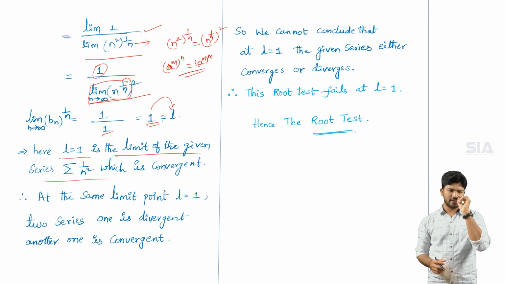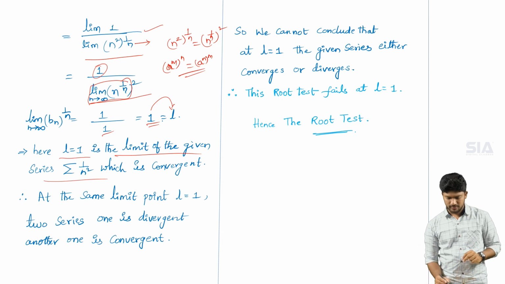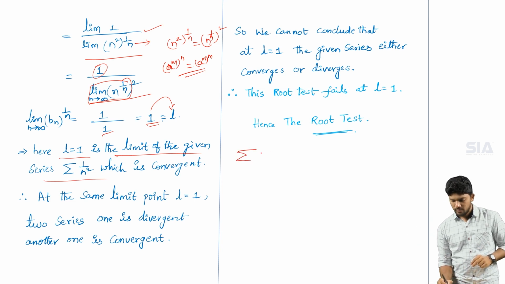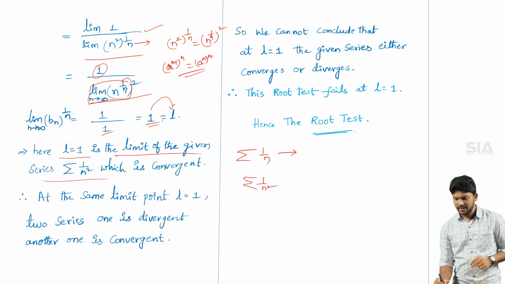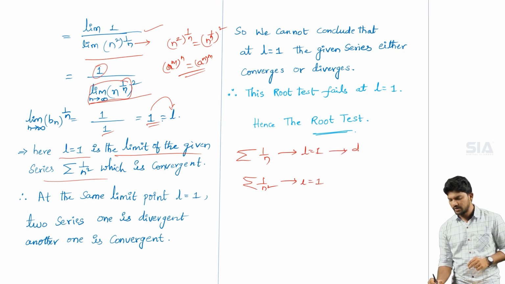Here what we are saying is, two different series: summation 1 by n is one different series, summation 1 by n square is another different series. Two different series have the same limit point, l is equal to 1 and l is equal to 1, but one is going to diverge, and this series is going to converge.